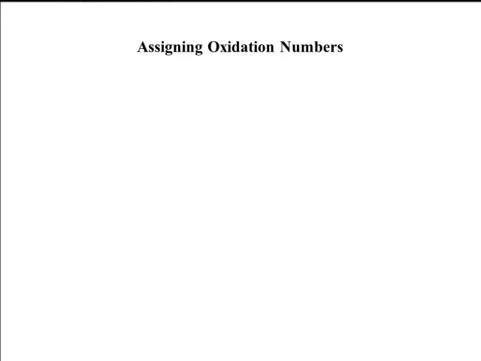Alright, so let's assign some oxidation numbers. If I look at the chlorine atom in sodium chloride, what's its oxidation number going to be? Well, it's going to exist as a chloride ion. It's a monoatomic ion, so its oxidation number is the same as its charge. So it's a -1.